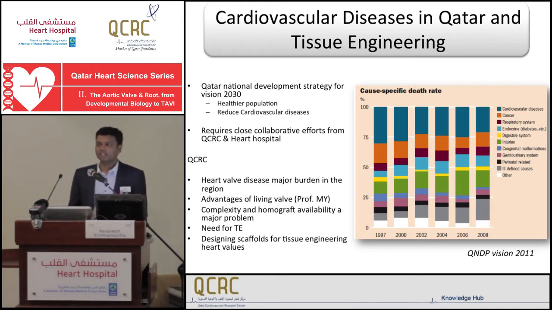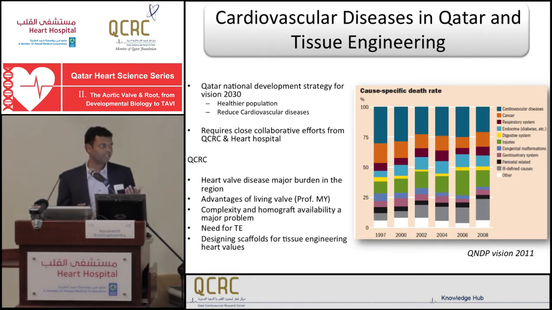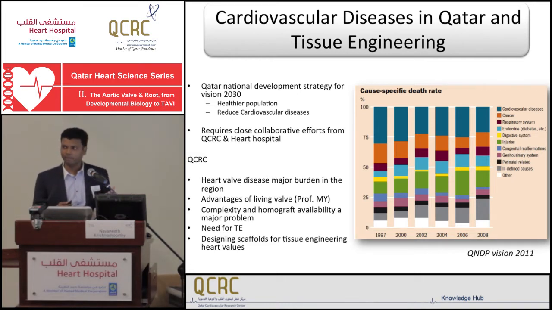You know that this nation has a serious problem of having heart valve diseases. It's a burden in this region, and it requires the collaborative efforts from QCRC and Heart Hospital. Of course, we can go with the living valves, but it comes with the homograft availability, and this gives a lot of major problems. So that's why we need to go for tissue engineering, for which we have to design the scaffolds which will give the base for the tissue engineering.